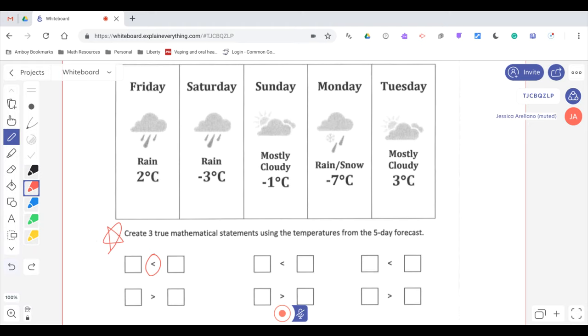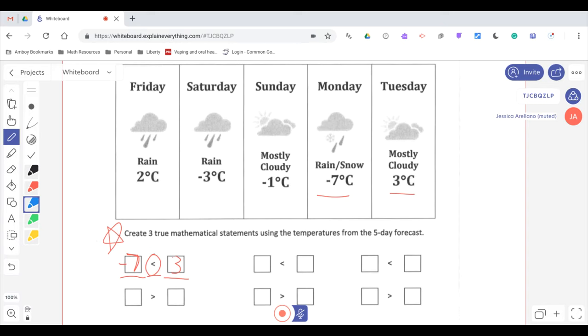So I'm just going to pick a number and put it in this left-hand box, and I think I will do -7. Now, -7, lucky for me, is the lowest number on here. So I can pick any other number to go here, because this means that -7 is smaller. So -7 is smaller than something. So maybe I'll pick 3 degrees Celsius. Why not?